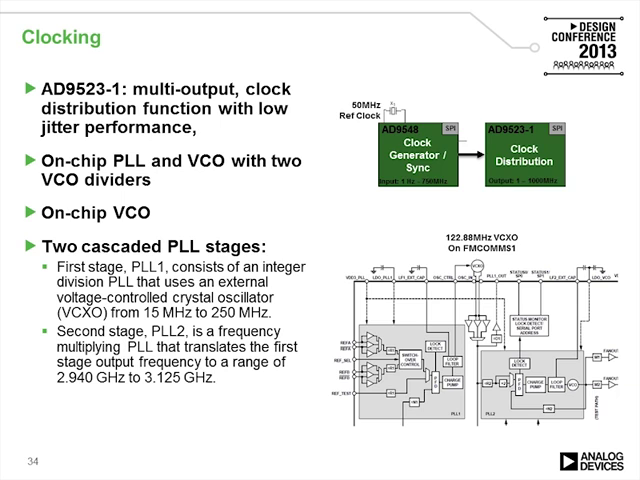Now, our first stage PLL consists of an integer PLL that uses an external VCXO from 15 to 250 megahertz. What we have on our platform is 122.88. And the second stage PLL is a frequency multiplying PLL that translates that 122.88 to an output range of anywhere between 2.9 and 3.1 gig, which is then divided down at the outputs.